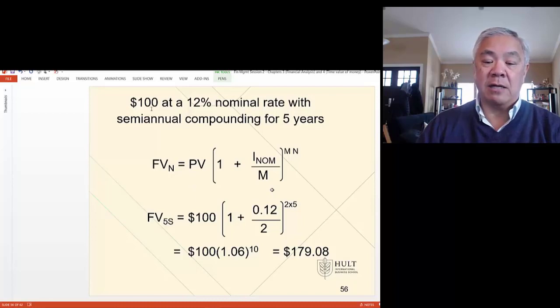So if we had $100 at 12% nominal for 5 years, semi-annual, PV is 100, right there. The nominal is 12, that's the numerator. The M, which is the frequency, is 2 times a year. Since it's semi-annual, that's 2 times per year. And then the power would be number of years, 5 times 2, which is twice a year payments. And so the future value would be $179.